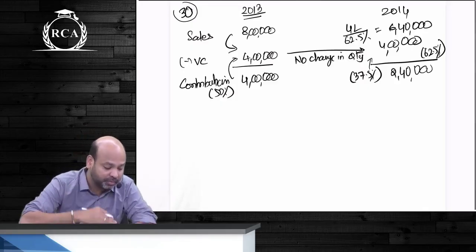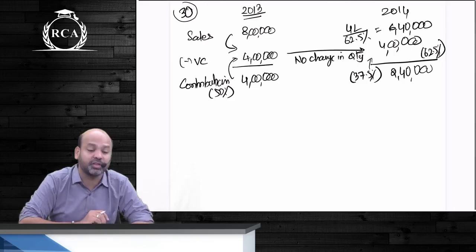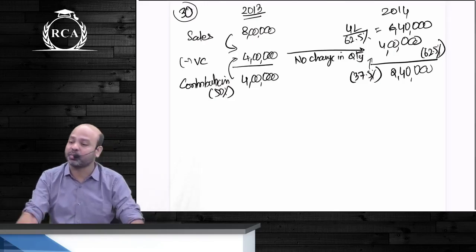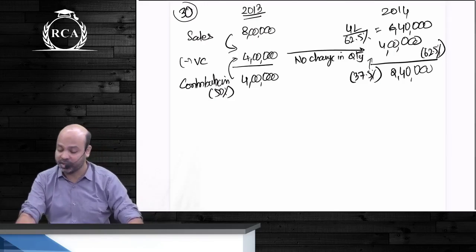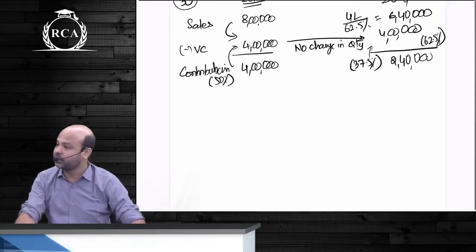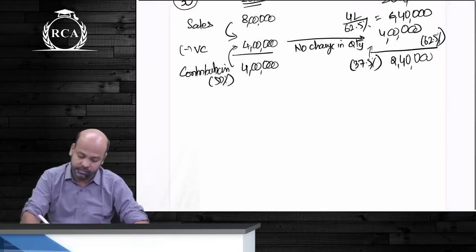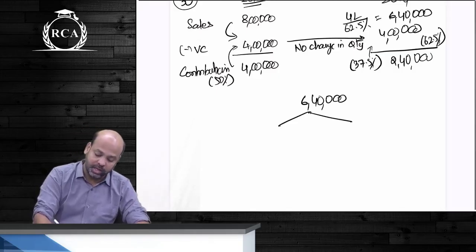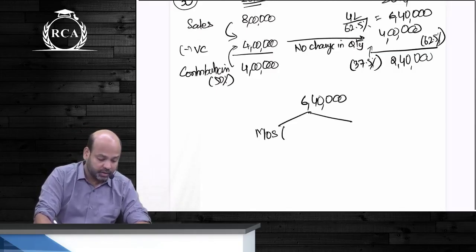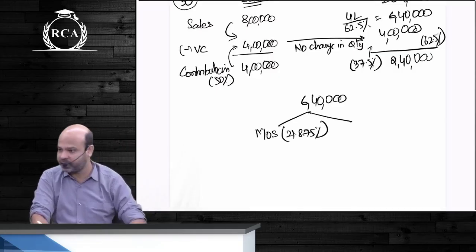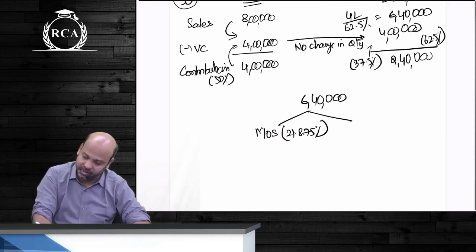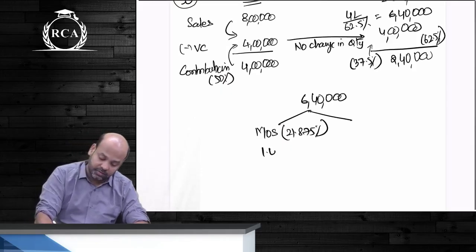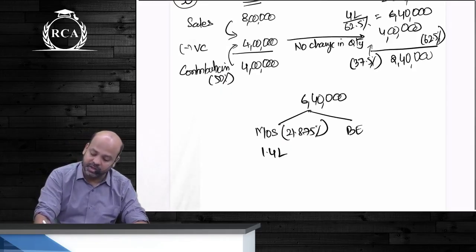Use the margin of safety as a percentage of total sales and PV ratio in order to compute the amount of profit and fixed cost for the next year. Did you understand or not? On 6 lakhs 40,000, how much will be margin of safety? 21.875%. How much is 21.875%? 1,40,000. How much will be break even sales?